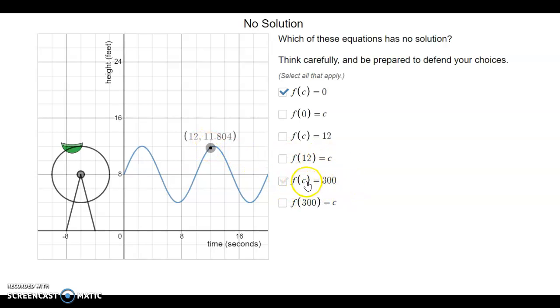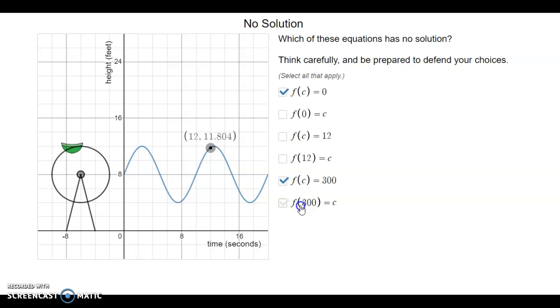Now let's look. At any second, can I have a height of 300 feet? That's not going to be a solution to our problem, and here's why. The highest I can reach on this Ferris wheel is 12 feet. I can't reach this 300, so that is no solution to this problem.